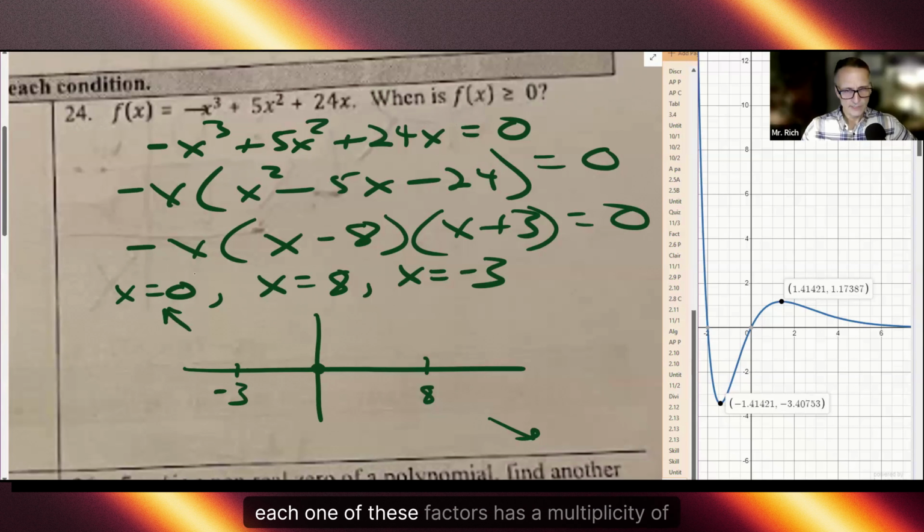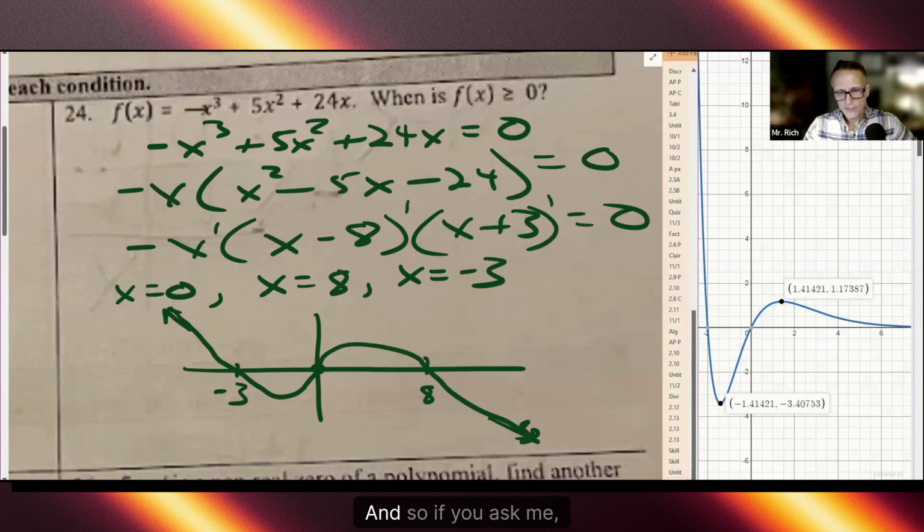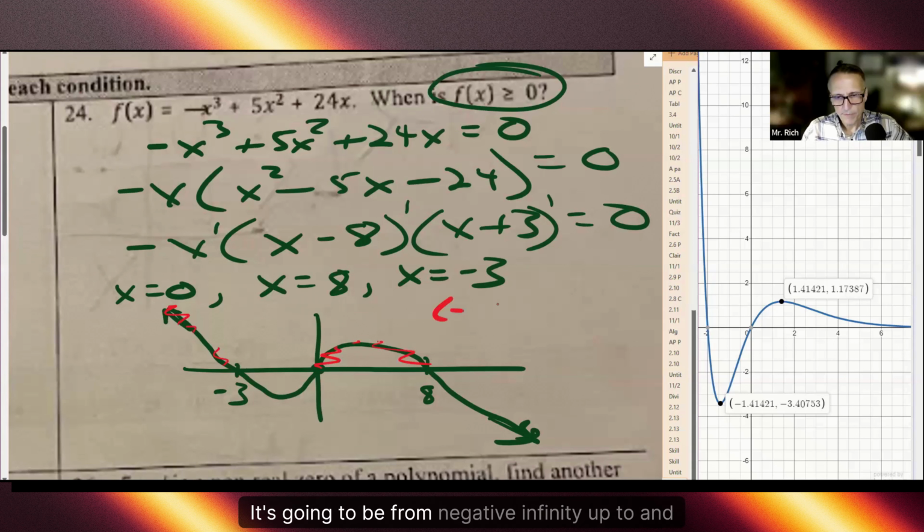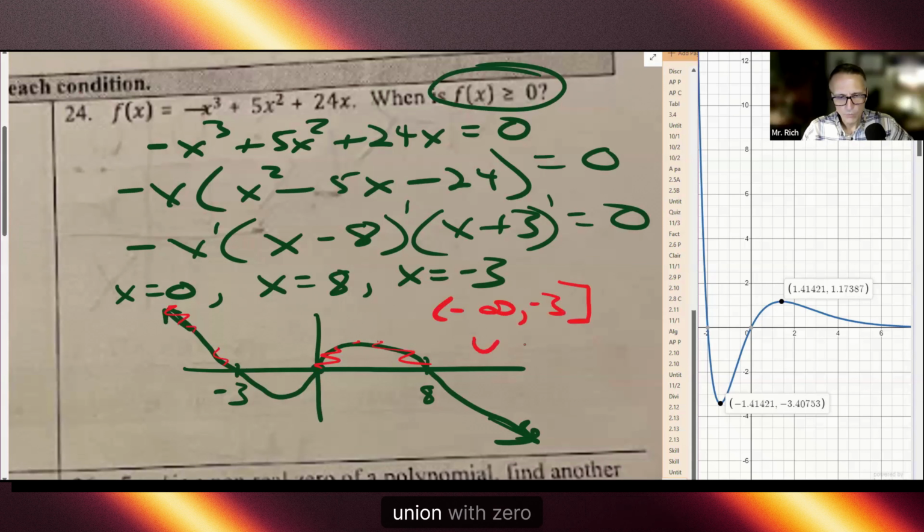Furthermore, each one of these factors has a multiplicity of 1. So it's going to cut through the x-axis and not bounce. So I know what this function is doing. It's going to look like this. And so if you ask me, when is it greater than or equal to 0, meaning when is it above the x-axis, right? Because that's when a function is positive, when it's higher than the x-axis, the answer to this is going to be this interval and this interval. So there's 2 intervals in my answer. It's going to be from negative infinity up to and including negative 3, union with 0 over to 8.